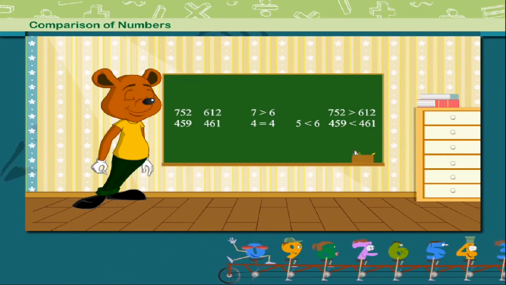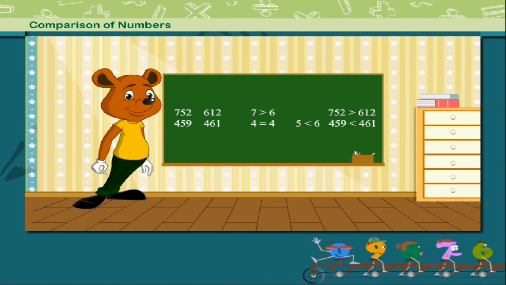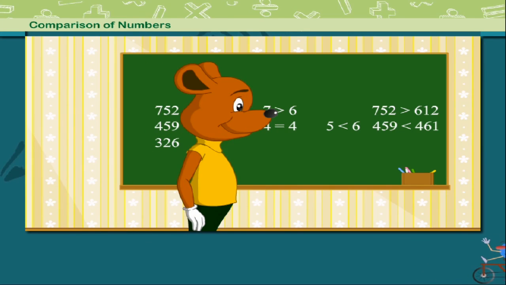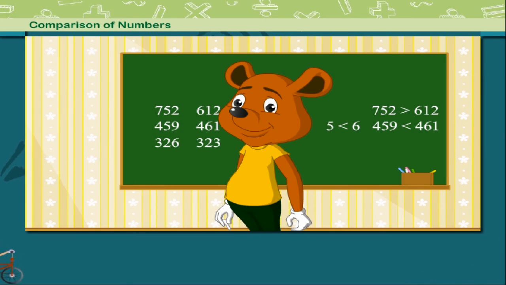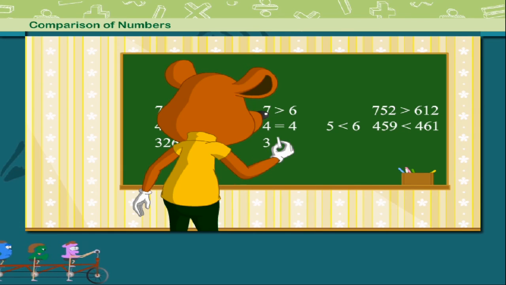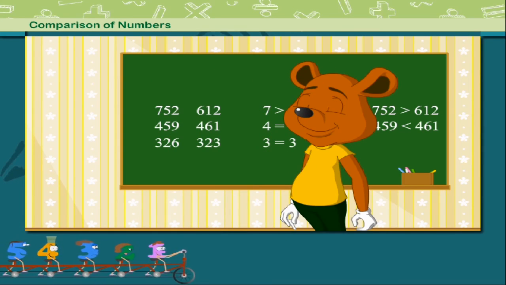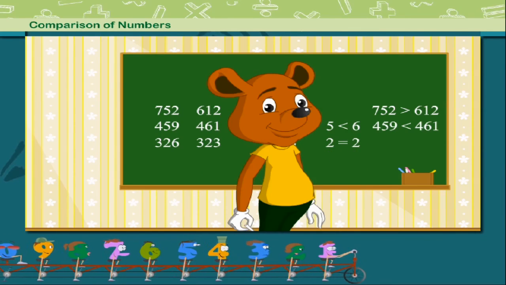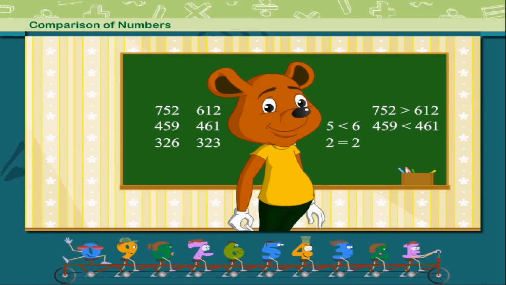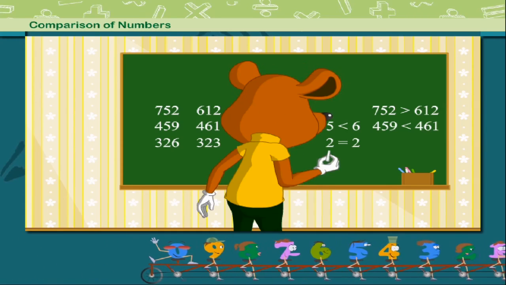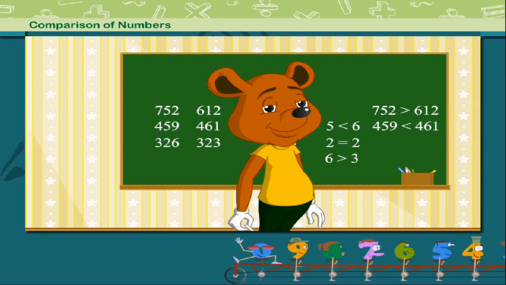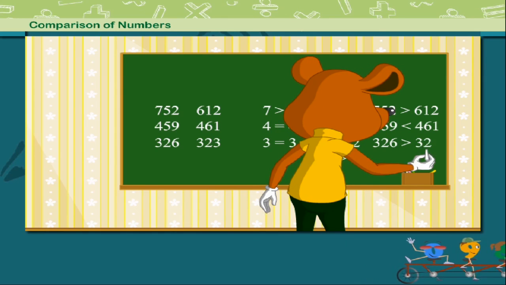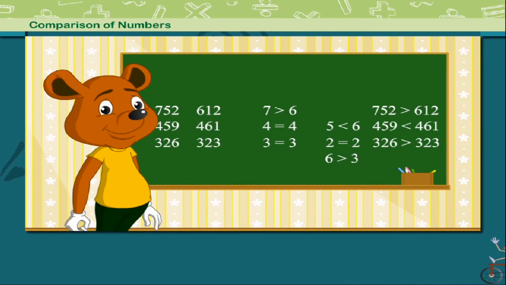He now compares the third set of numbers, that is 326 and 323. Here the hundreds are equal, that is 3 is equal to 3. Tens are also equal. 2 is equal to 2. Toby compares the ones and finds 6 is greater than 3. So 326 is greater than 323. Good show, Toby.